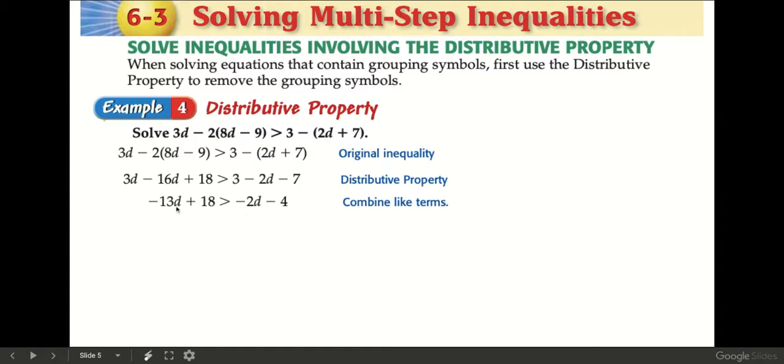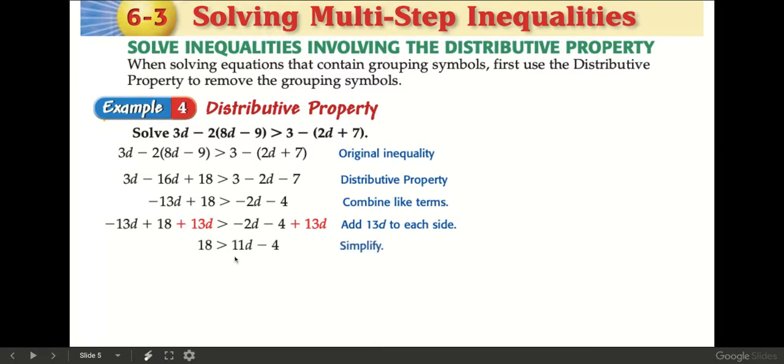So now I have variable on both sides. I can start by getting rid of maybe the minus 13d. I'm going to add 13d to both sides, right? These will zero out, and it leaves me with 18 is greater than 11d minus 4.